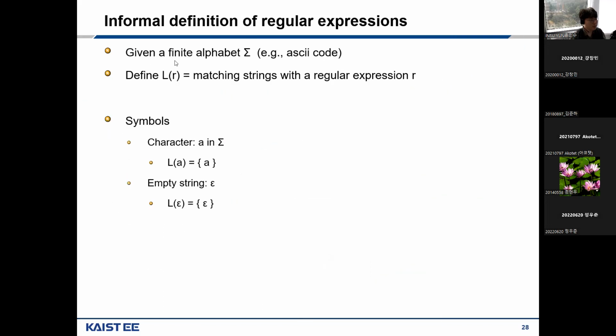Okay, do you understand these informal definitions? Can you understand those definitions here? So we have characters, and we have the empty string, and we define a function L(R), which returns the matching strings.